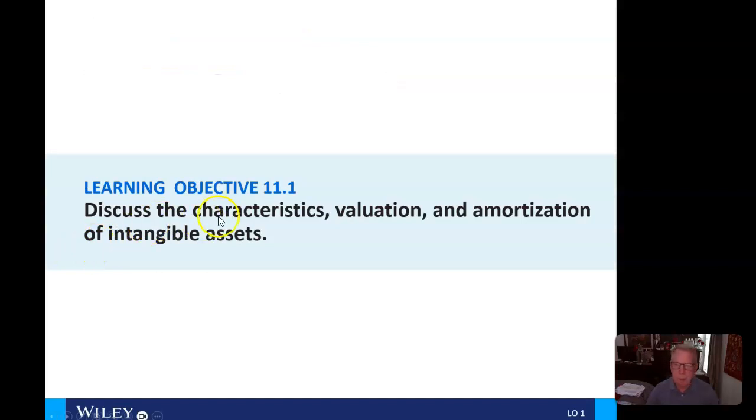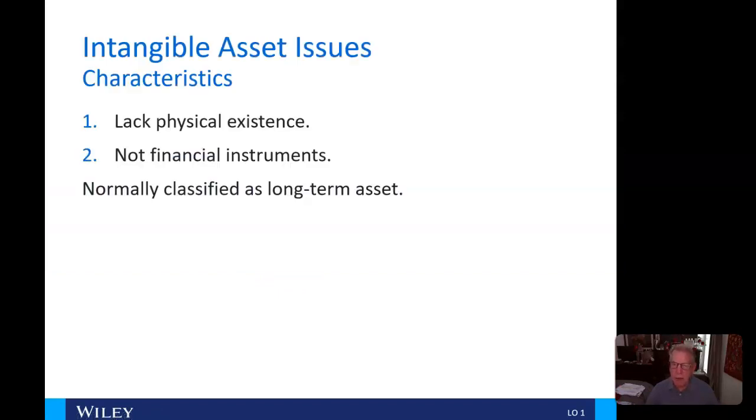All right, let's get into the meat of the chapter. Here we're going to be discussing the characteristics, valuation, and amortization of intangible assets. Intangible assets are assets that lack physical substance or existence. You can't physically touch them with your fingers, right? They're not financial instruments, and they're normally classified as long-term assets because we don't usually expect to sell them or get rid of them at any point in time. So we're going to be keeping them for the long term.